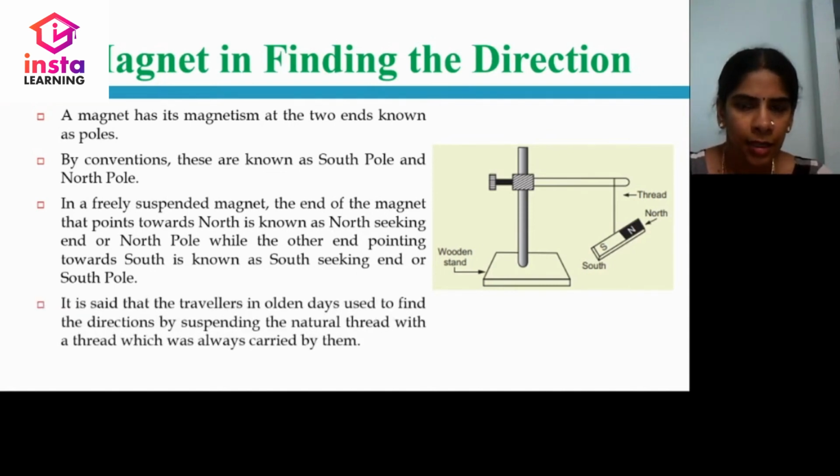It is said that the travelers in olden days used to find the direction by carrying a natural magnet always with them and suspending it freely from a thread. It helps to find out the direction in which they are traveling.